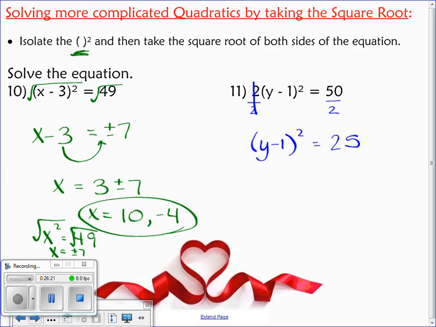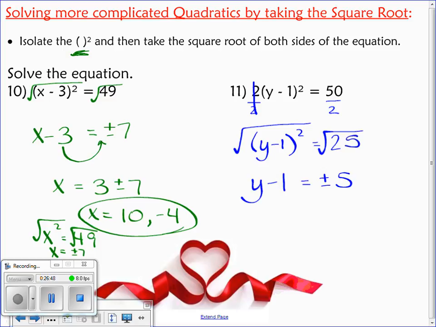Okay. So just like before, I still need to get whatever that squared piece is, whether it's an x squared or a parentheses squared, get it by itself. And then I can take the square root to kind of break it out here so I can do something with it. What's the square root of y minus 1 squared? Y minus 1. Square root of 25? Plus or minus 5, thank you.